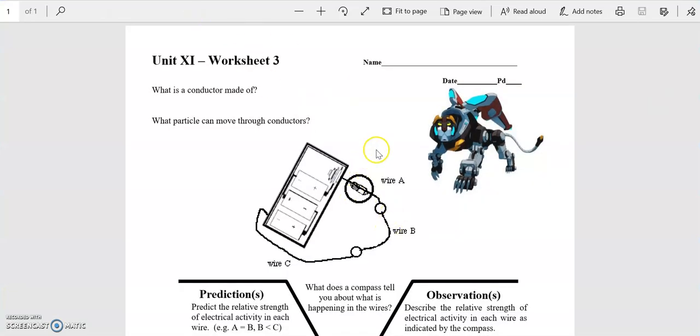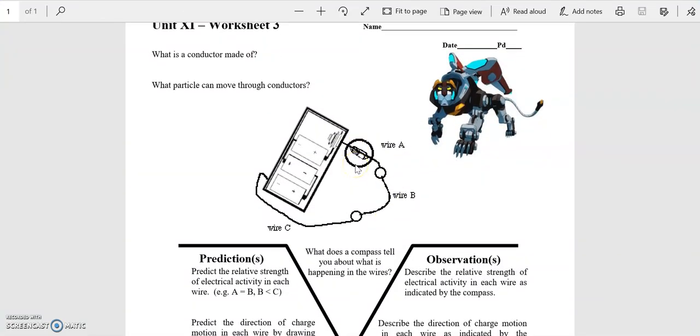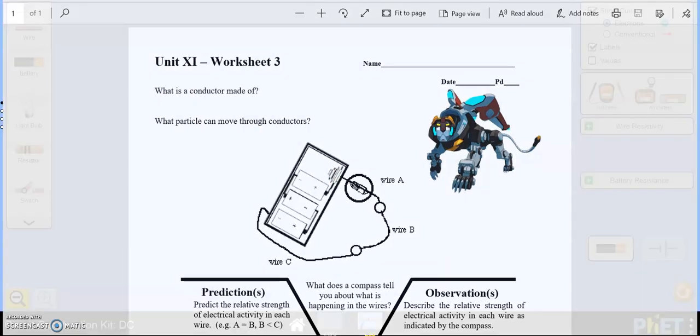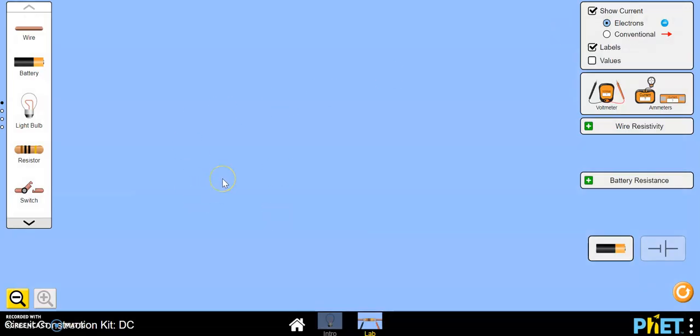All right, so we're looking at this worksheet here, and I'm going to walk you through how to do this and how to use a compass to figure out things about electron flow. Going back to our simulation, we're going to be building a very simple setup: a battery, a light bulb, and some wires, and we'll connect those.